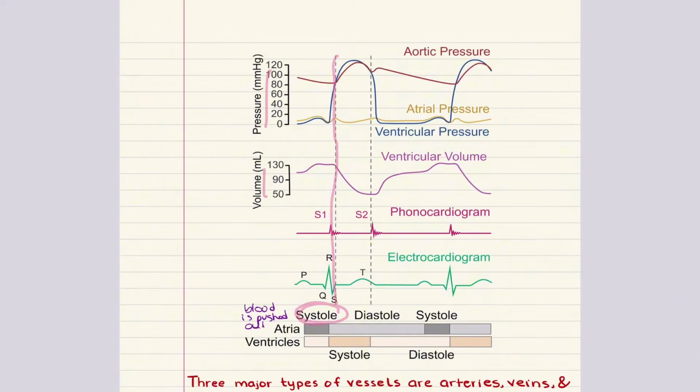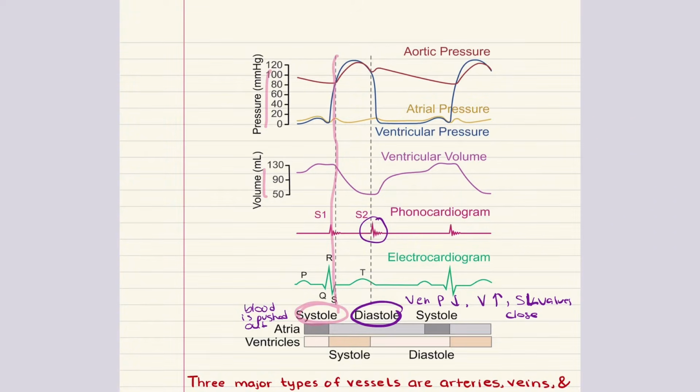Then during diastole, ventricular pressure drops, volume increases, and the second heart sound occurs as the semilunar valves close. These phases are going to repeat with every heartbeat, and they drive the circulation of blood throughout the body.